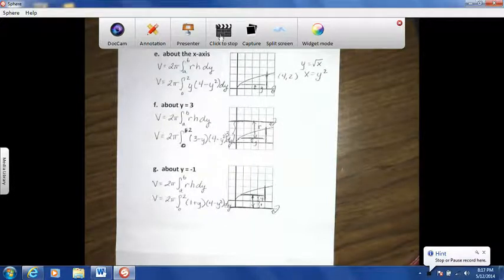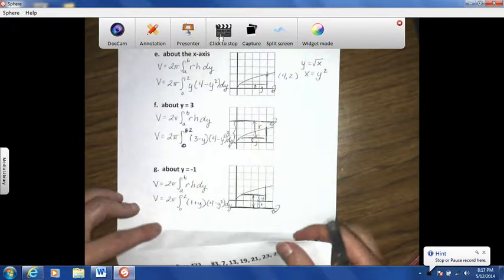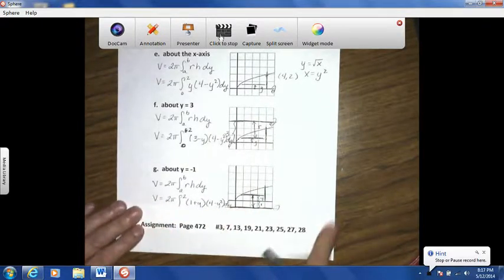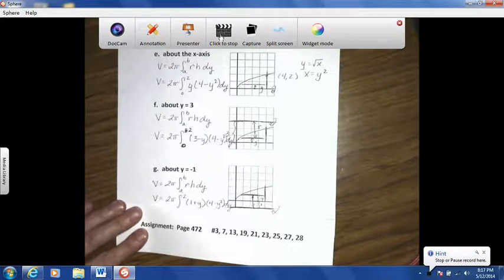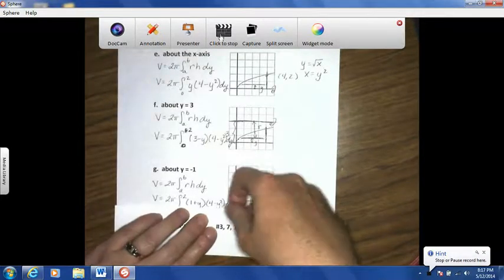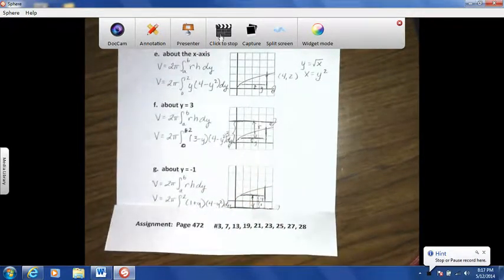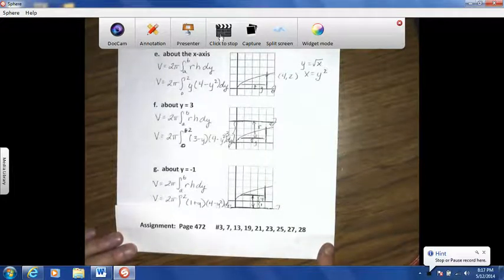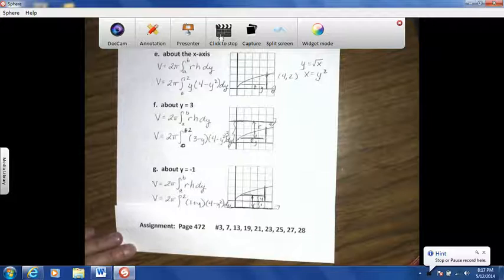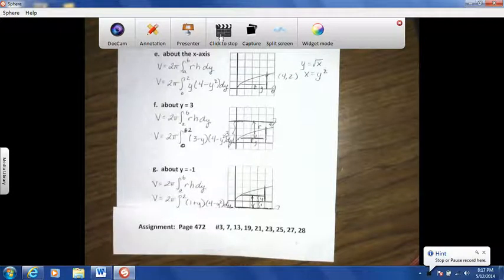All right, so what I would like for you guys to do is try a few of these on your own. On page 472, I would like for you to try numbers 3, 7, 13, 19, 21, 23, 25, 27, and 28. And I will answer any questions that you have on these the next time I see you in class.